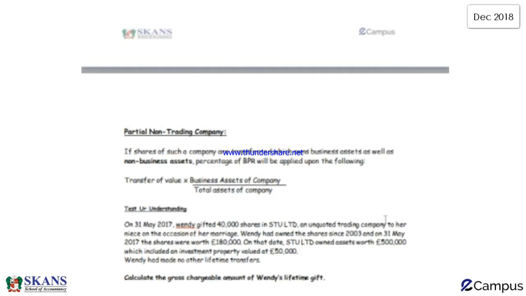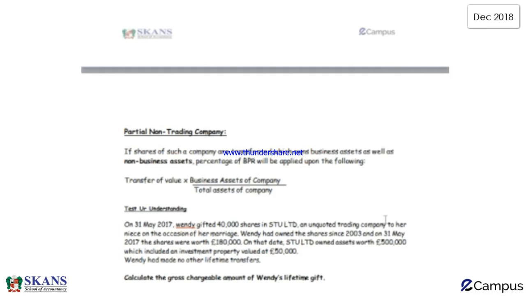Now, what are the companies considered as trading companies? Those companies whose main source of income is trading profits only. Any other income you may see in the corporation tax pro forma may be a gain on chargeable business assets. So, if a company has any non-business asset in its assets portfolio, this will make that company a partially non-trading company, and this will limit our availability of BPR.